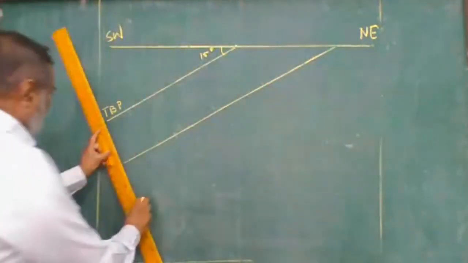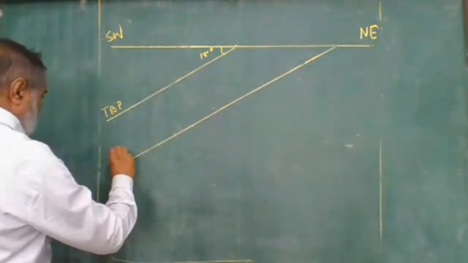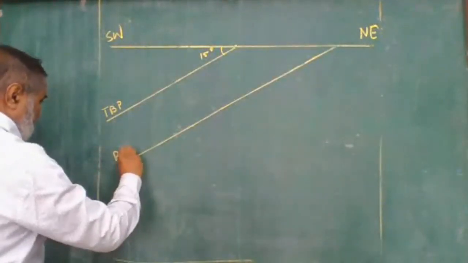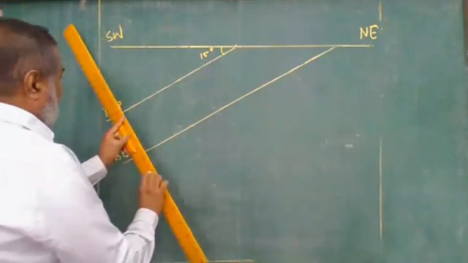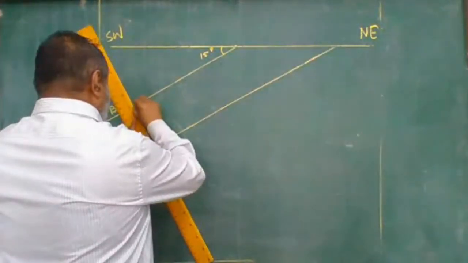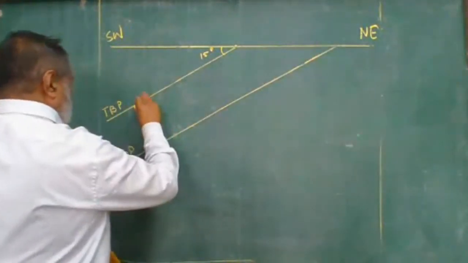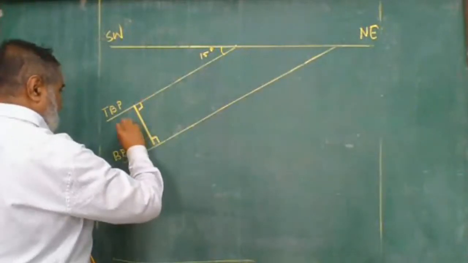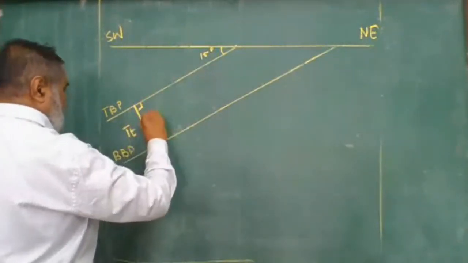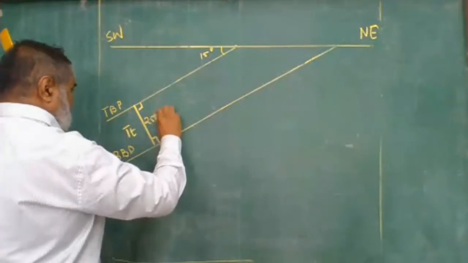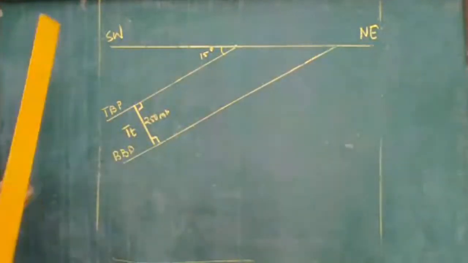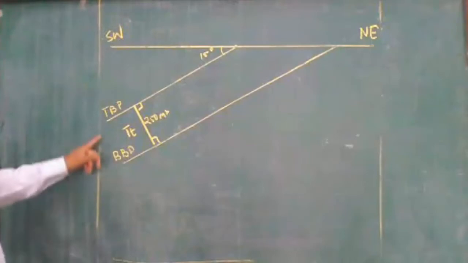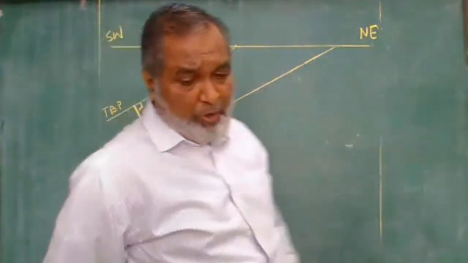So this is the bed, top bearing plane, and this is the bottom bearing plane. And now we are taking two thickness, 215 meters. This is the given now. Whatever the things are given, we have been plotted now.